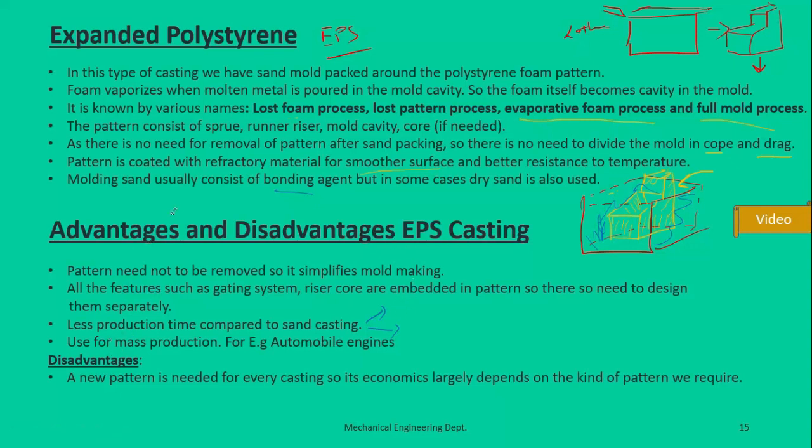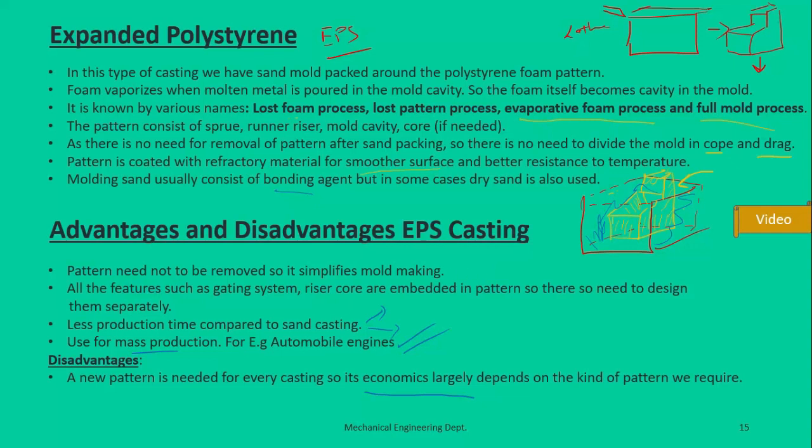So this kind of casting process can be used for mass production, and it is used in the automobile industry for casting automobile engines. Another disadvantage of this casting process is that we need a new pattern every time, so it has some economic burden. So it's economically somewhat expensive because we need a new pattern every time. Still, it is very favorable for mass production and for complex shapes.